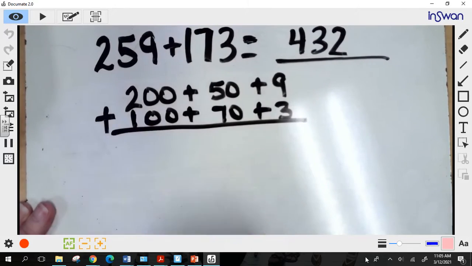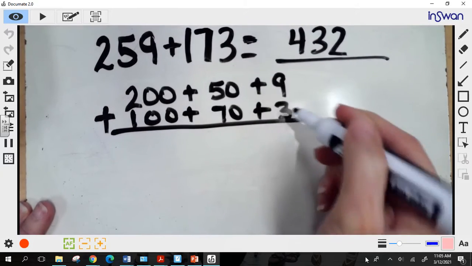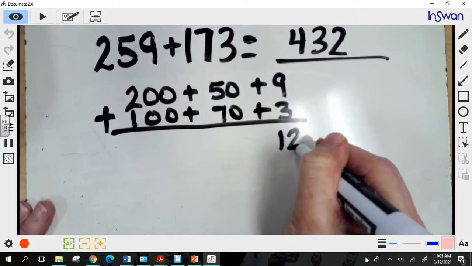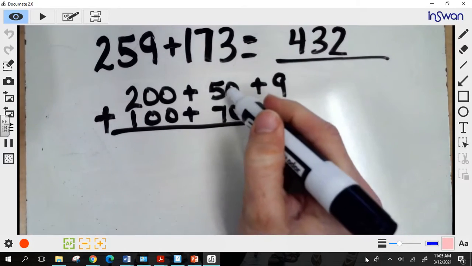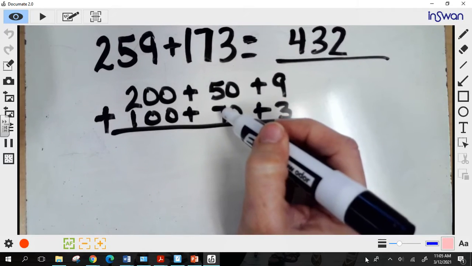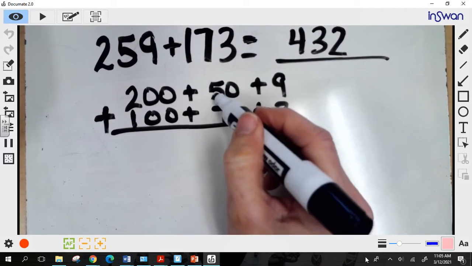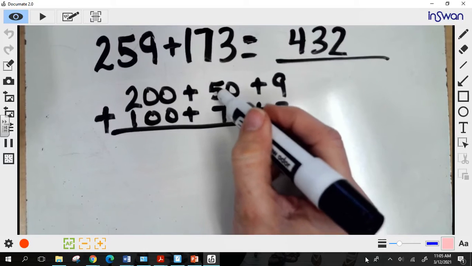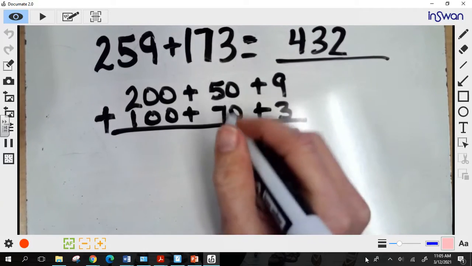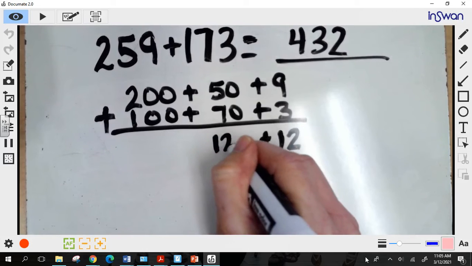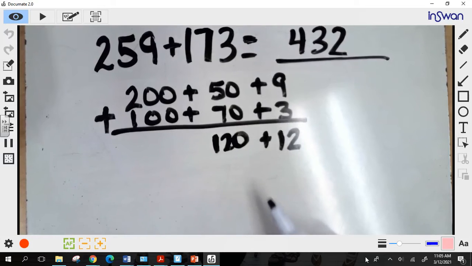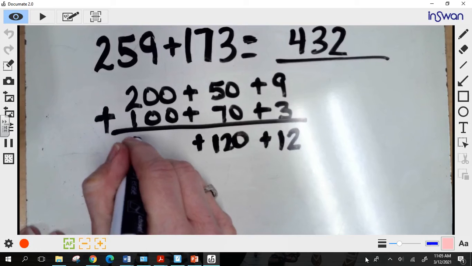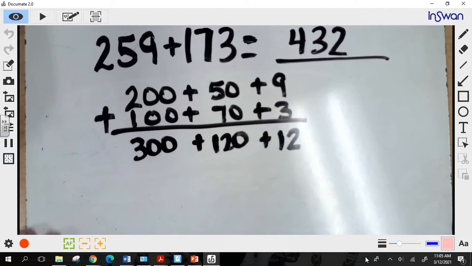I'm adding, so I put my sign right there. I know that 9 and 3 is 12. I am going to look at my tens now. So I have 50 and 70. If you're not sure what that is, always go back and think about, I know 5 and 7. 5 and 7 is 12. So 50 and 70 is 12 tens. Got to have that 0 there. Wow, look at that number. We know that's over 100. That's why we had to regroup. And then 100 and 200 is 300.